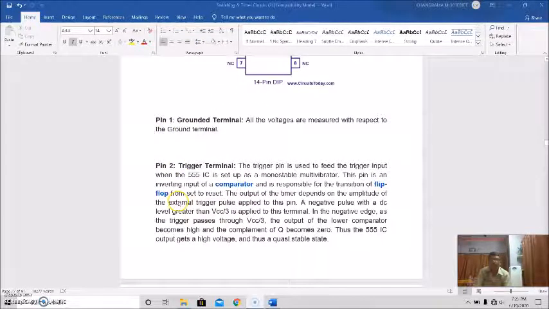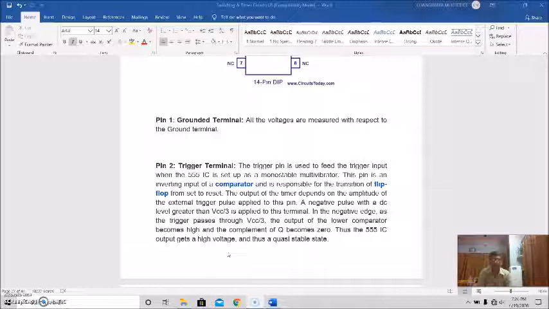Pin 2 is the trigger terminal. This trigger pin is used to feed the trigger input when the 555 IC is set up as a monostable multivibrator. This pin is an inverting input of a comparator and is responsible for the transition of the flip-flop from set to reset. The output of the timer depends on the amplitude of the external trigger pulse applied to this pin 2.